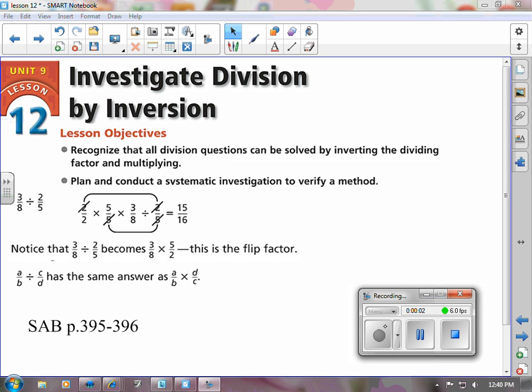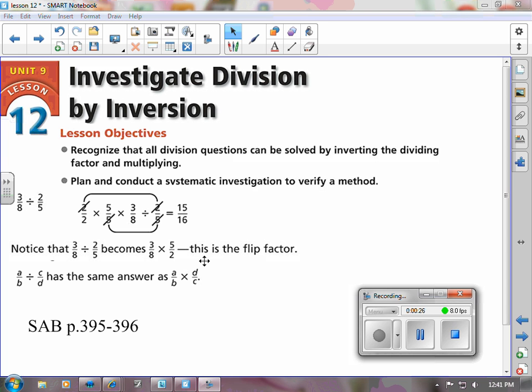Alrighty, Unit 9, Lesson 12, Investigating Division by Inversion. Inversion, the flip it method, okay, guys? Just remember the flip it method, thinking about flipping the fractions upside down. So we'll just work through that some more. You can see that this is the flip factor up here, and it explains it, page 395 through 396.